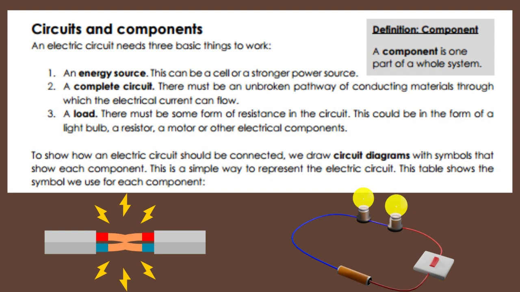This could be in the form of a light bulb, a resistor, a motor, or other electrical components. Definition: component. A component is one part of a whole system. To show how an electric circuit should be connected, we draw circuit diagrams with symbols that show each component. This is a simple way to represent the electric circuit. This table shows the symbol we use for each component.